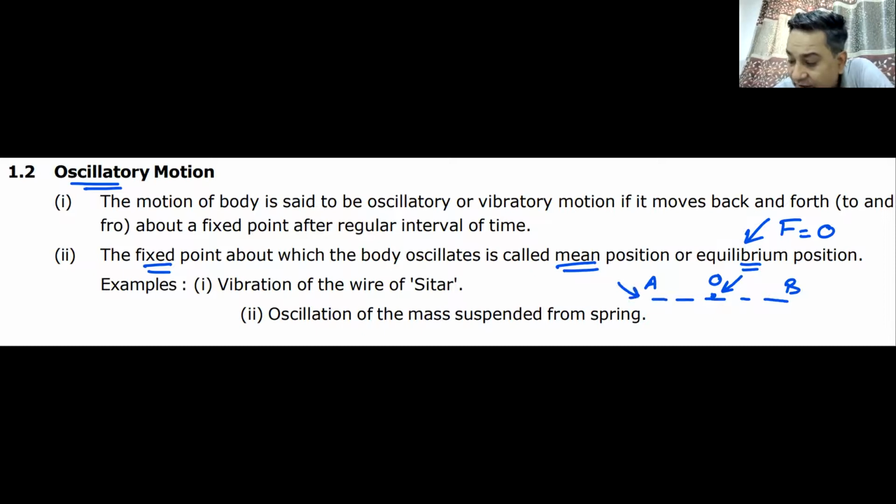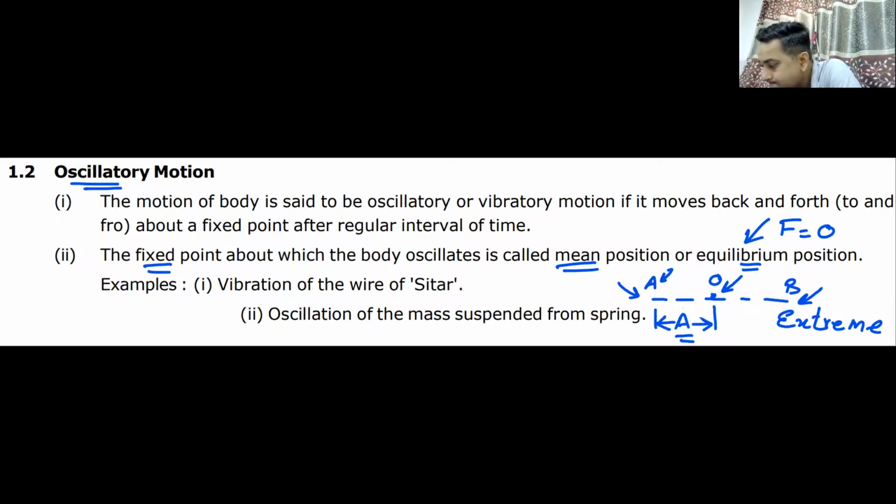Then what are these points A and B known as? These points A and B are known as extreme positions. Do we understand this? Yes, sir. Well done. Then what is the distance from O to A known as? This is known as the amplitude of motion. I'm using A here and A here, but this A is the name of the point and the other A is the amplitude of motion. Can I have some raised hands that we understand this? Yes, sir. It's a very simple thing, beta, and very simple questions will come from this topic. That's why we are doing this right now.